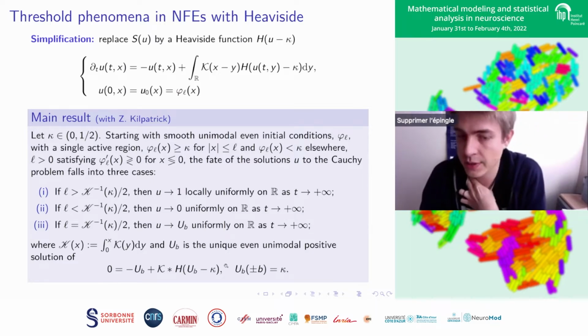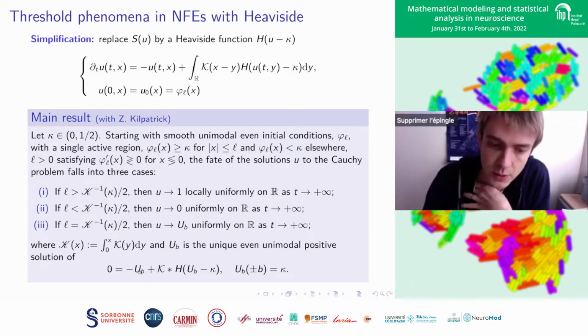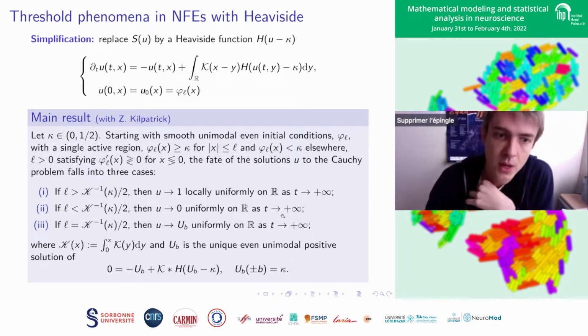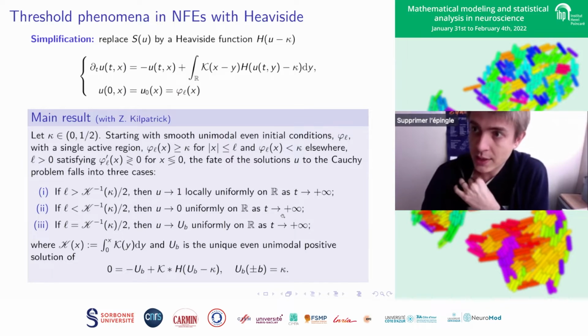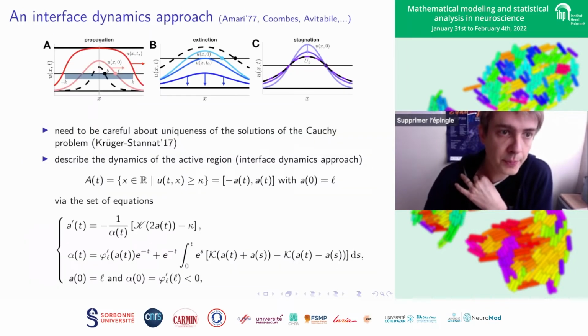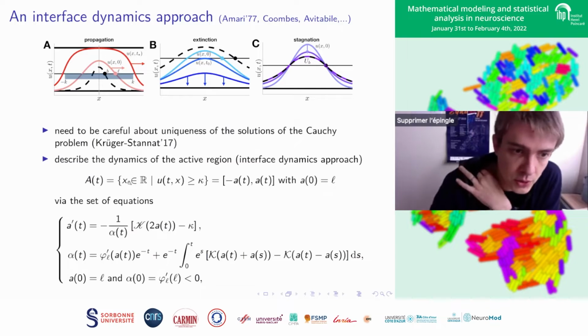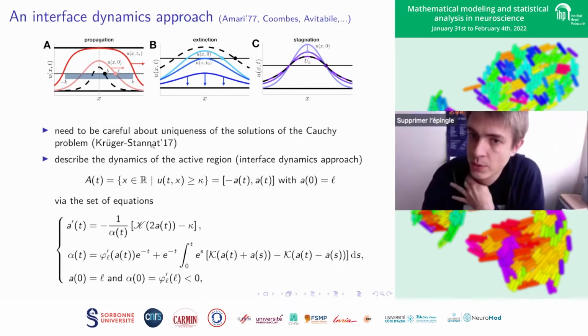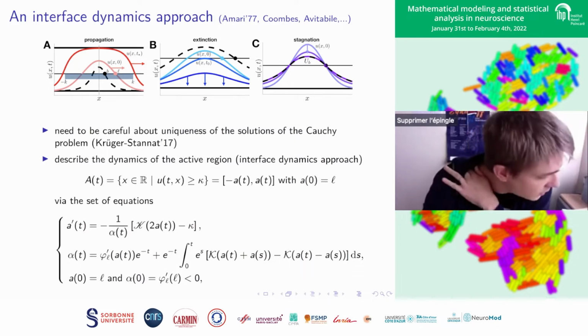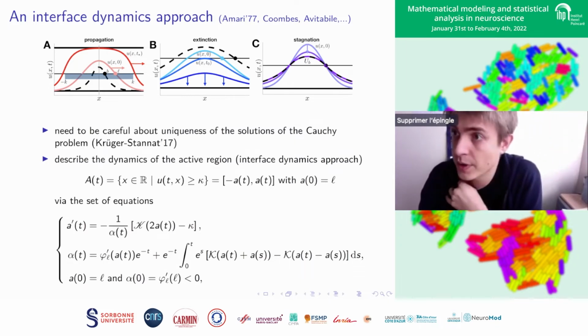So in the case of the Heaviside function, it's easier to characterize the stationary solution, and we can do it correctly. So why did I say that the analysis is formal? It's just the type of proof that we're using. We're using an interface dynamics approach, and we have to be extremely careful about uniqueness of the solution. And I refer to that very nice paper by Curie and Stannat, where they talk about these issues of non-uniqueness in neural field with Heaviside function.